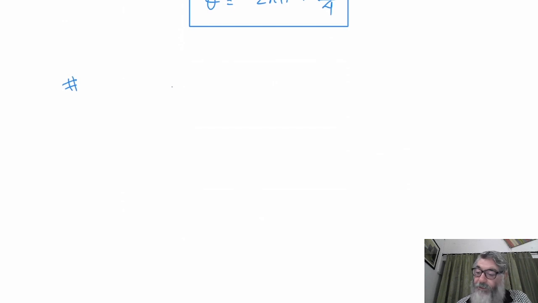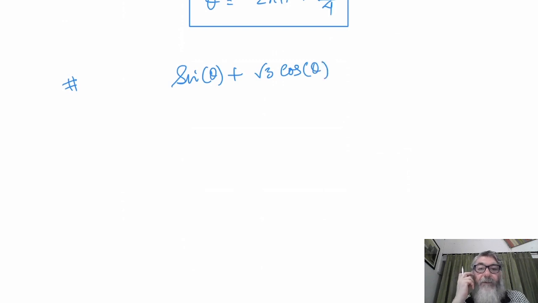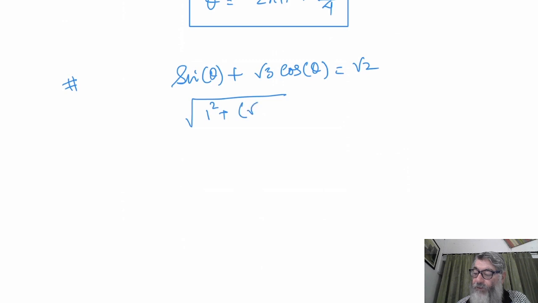It is sine theta plus root 3 cos theta is equal to root 2. Again the same method will be applied. The coefficient of sine theta is 1, so 1 square. Coefficient of cos theta is root 3 whole square.